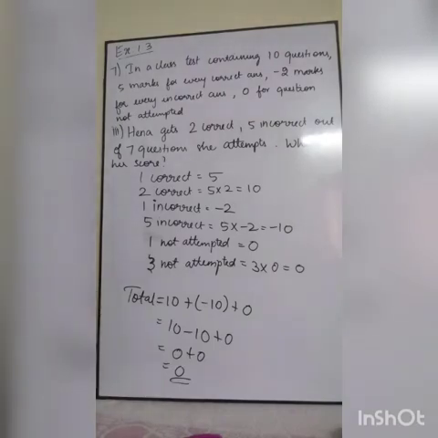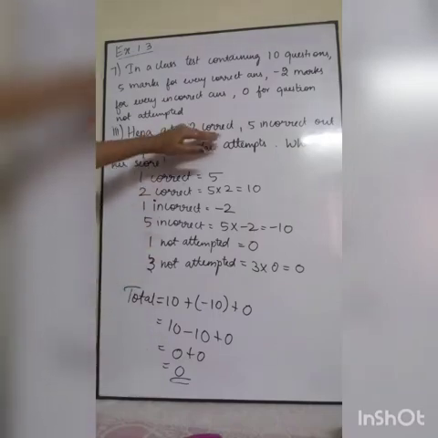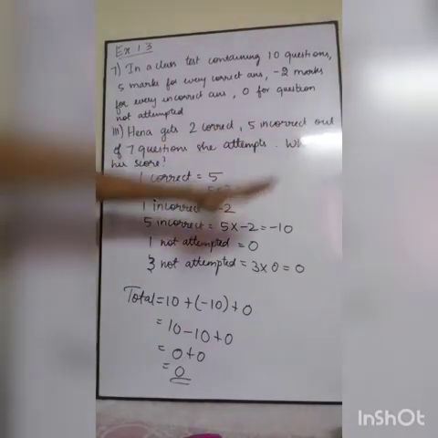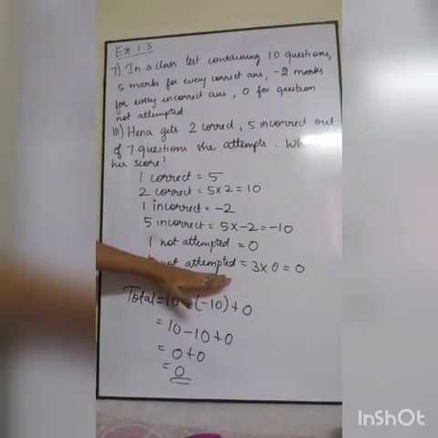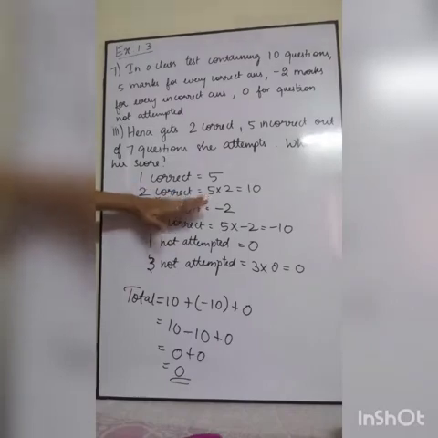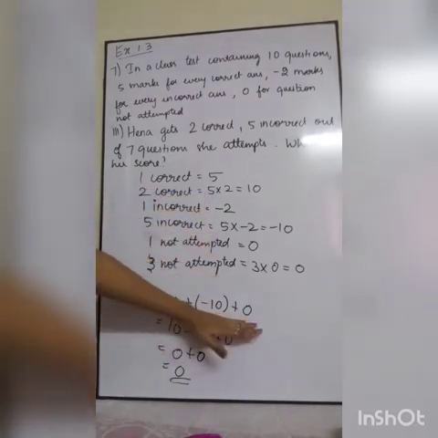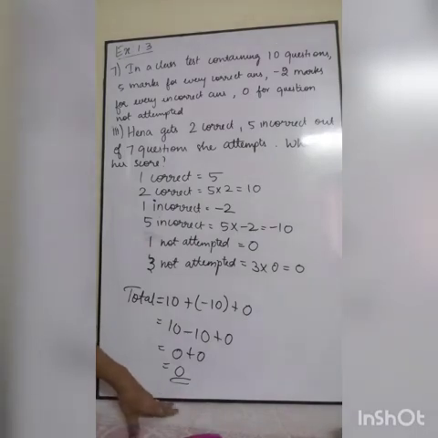Listen carefully. Here they have given only 7 questions that she has attempted. The remaining 3 questions she didn't attempt. So I have calculated the correct answer marks, incorrect answer marks, as well as not attempted marks. If I want to find the total score, you should add correct answer marks, incorrect answer marks, and not attempted marks. That is what I have done here. So I have got the answer as 0. So she has got 0 marks in her test.